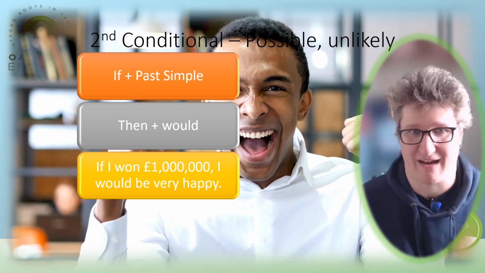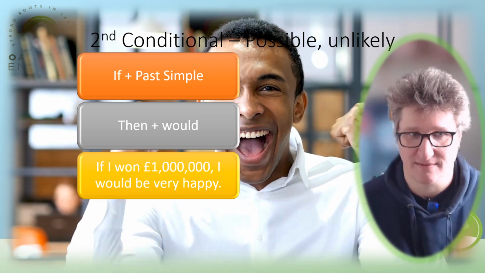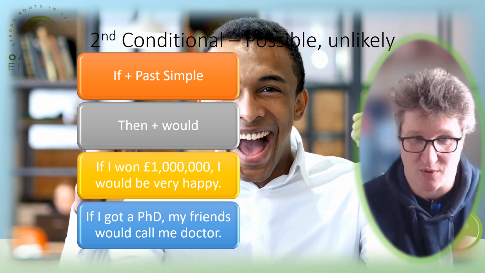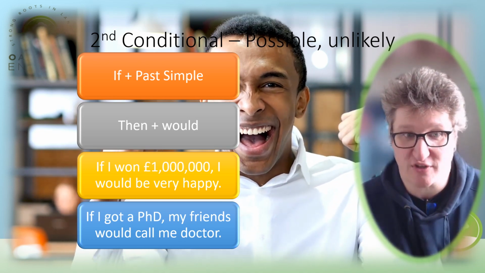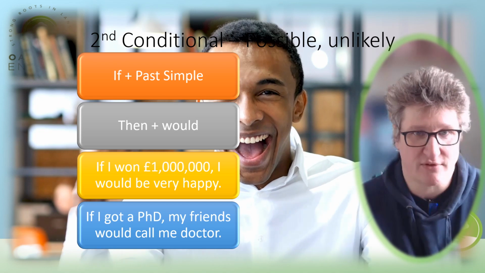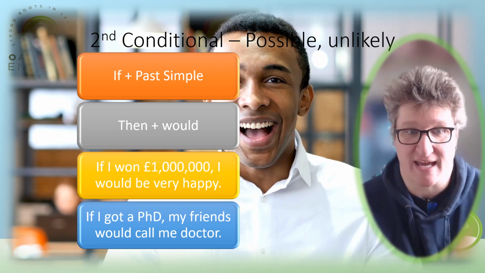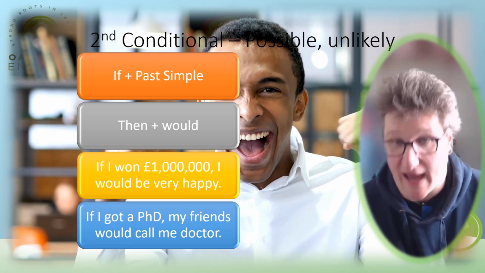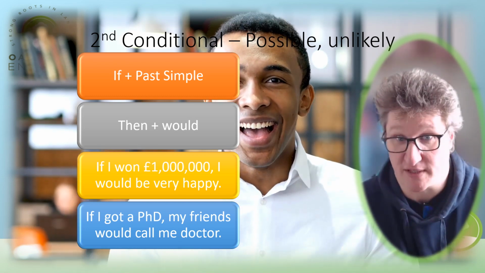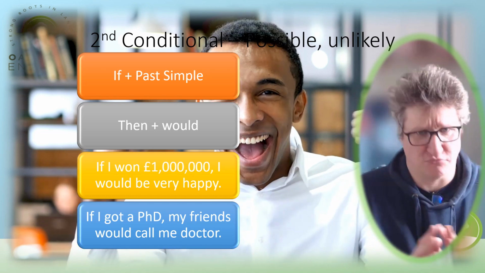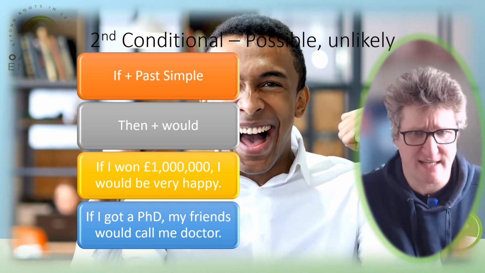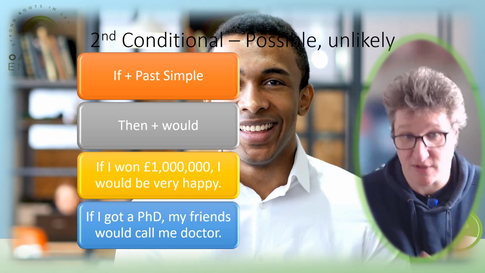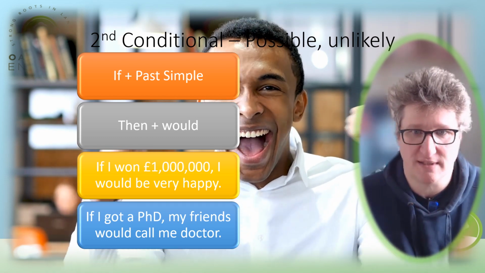I would be very happy, like this chap here. This chap has just got his qualification. You see, if I got a PhD, that's the highest qualification you can attain. If I got a PhD, my friends would call me doctor, and they would because I would insist upon it. Is it impossible? No, it's possible. I could attain a PhD.